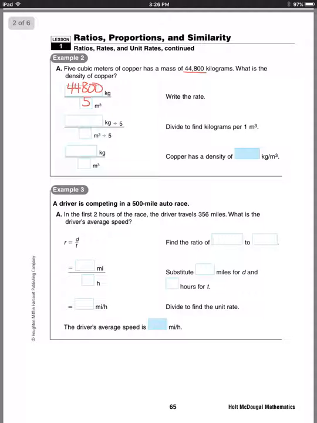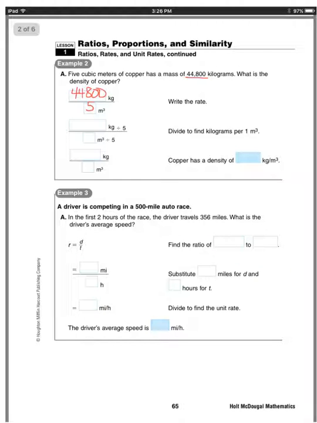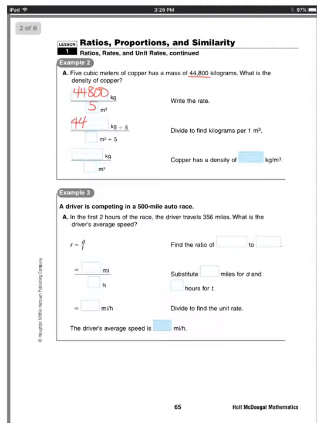Okay, so now we're going to have 5 here again. And because this number is over 1, we're going to divide it to get to 1. And we have to divide it by itself. If we do that to the denominator, we do it to the numerator. So 5 divided by 5 is 1. 44,800 divided by 5 is 8,960. So copper has a density of 8,960 kilograms per meter cubed.